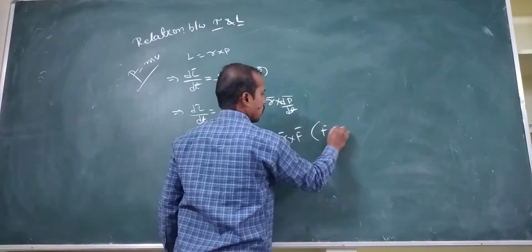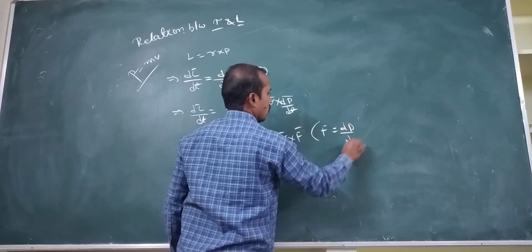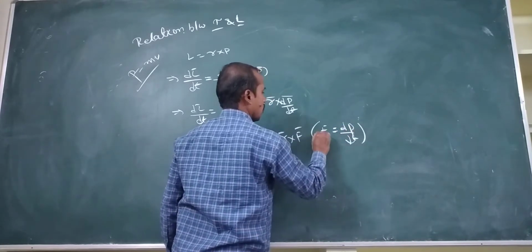this one is according to Newton's second law. The rate of change of linear momentum is equal to force. This is Newton's second law. So r cross force, that is equal to r cross dp/dt.